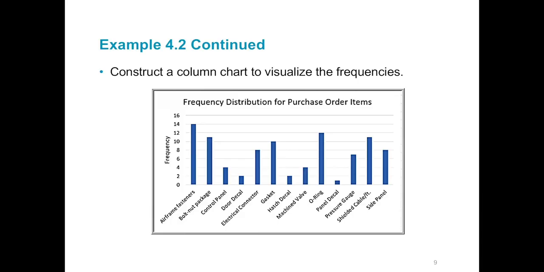Once you have counts, then we can create a column chart to visualize them. You can highlight the item names and frequencies, go to Insert, and choose a cluster column chart. And this will give us an immediate visual sense of which items are ordered most and least frequently, something that's much harder to see in a raw table of numbers.